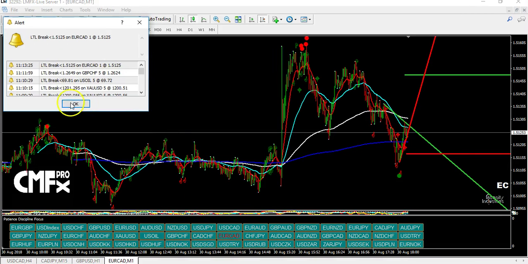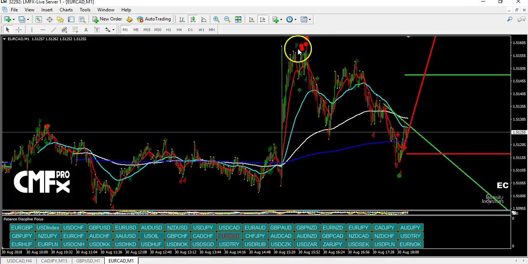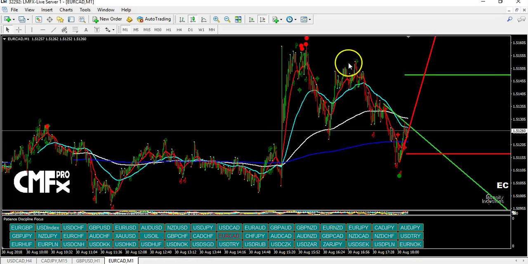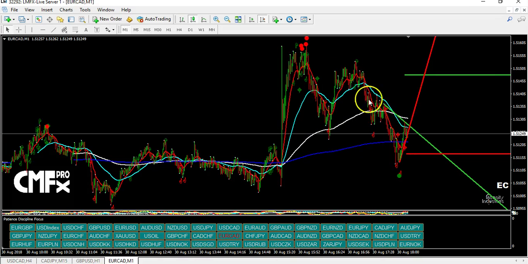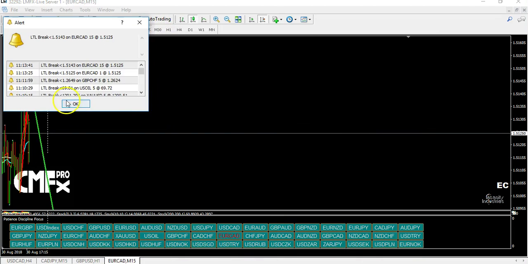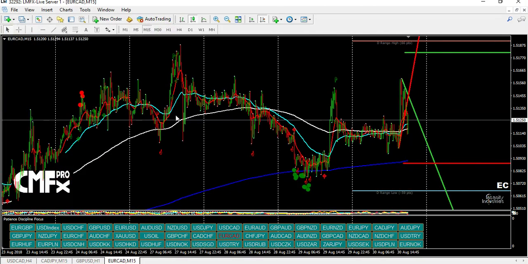EuroCAD. Nice M5, or this is M1. Look at that. Crazy. High exhaustion, trapping. You could have scalped that like crazy, these ranges, if you wanted to, or stayed in and got out here. Let's see what we got going on the M5, M15: low exhaustion, trap.